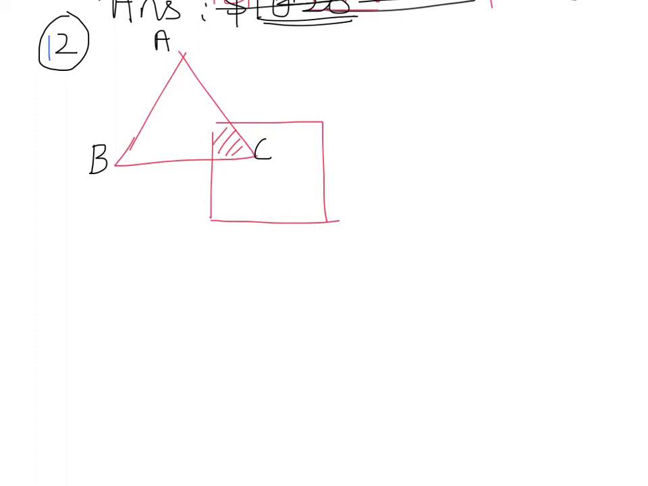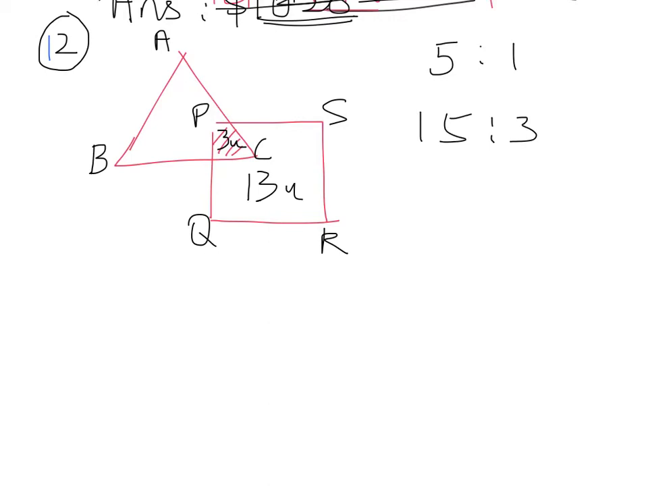The ratio of the area of the unshaded part of square PQRS, this is P, this is Q, this is R, this is S, is 13:3. So this is 13 units, this is 3 units. Earlier on, they said that the ratio of the area of ABC is 5:1, so 5:1 is 15:3. 15 is the total units for the area of ABC. 15 minus 3, here we will have 12 units.